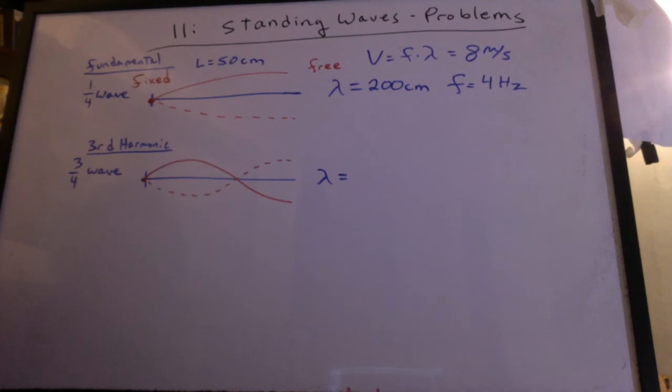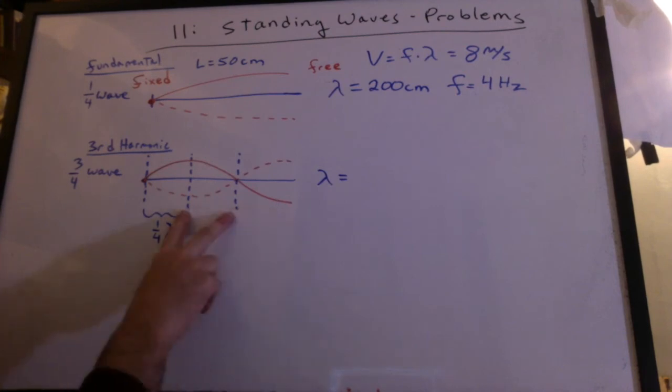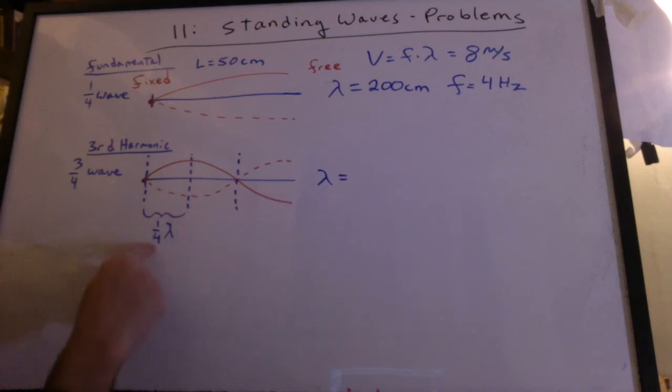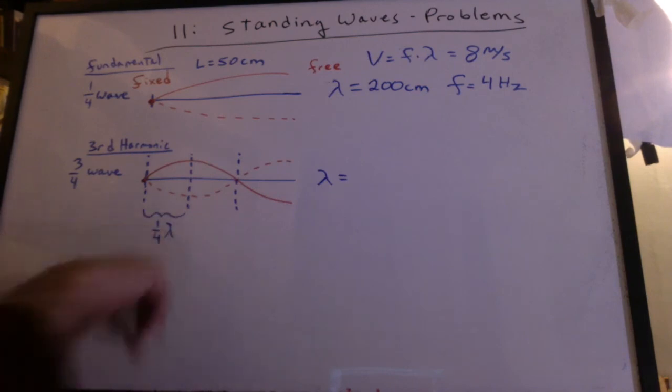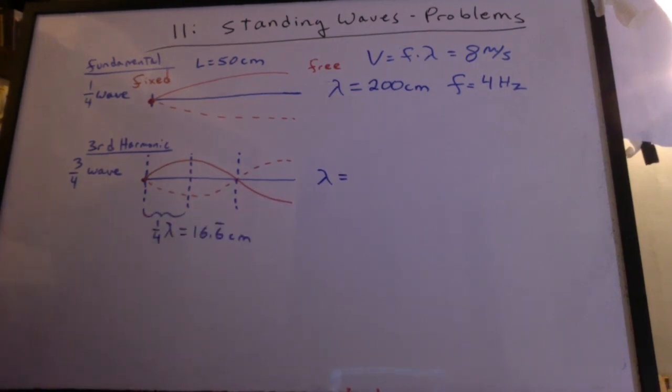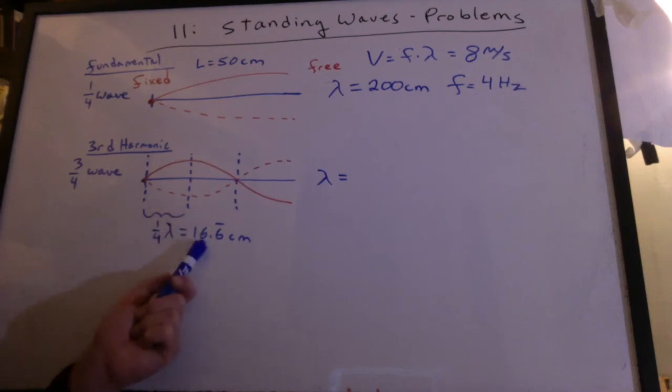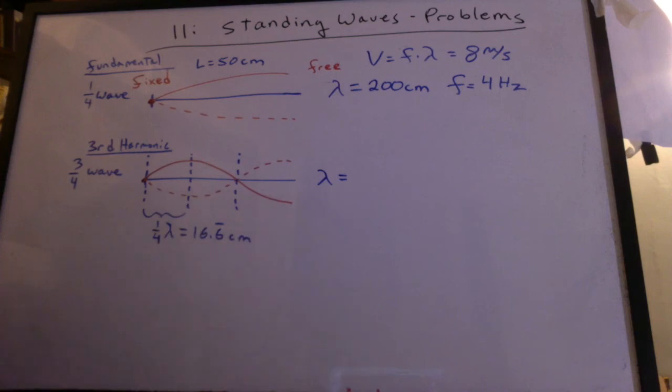So figure out what the wavelength is. Look at it this way. You've got 3/4 waves. Take this distance and divide by 3 to calculate this length. If you know the distance of 1/4 of a wave, you multiply that by 4 to get the full wavelength. We get 66.6 repeating centimeters.